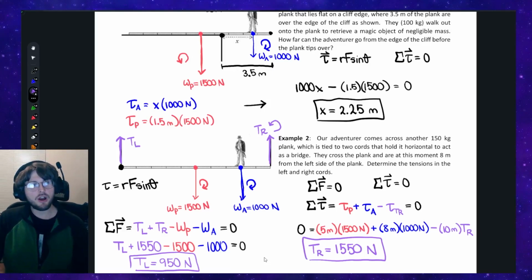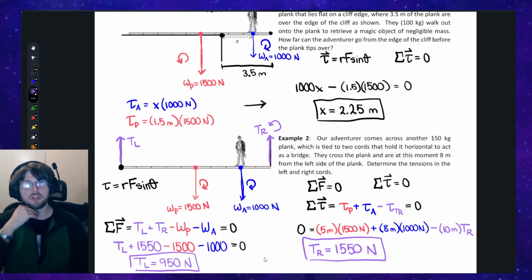So that's a pretty good start, and we're going to be working with Newton's second law and all of its fun applications with torque next time.